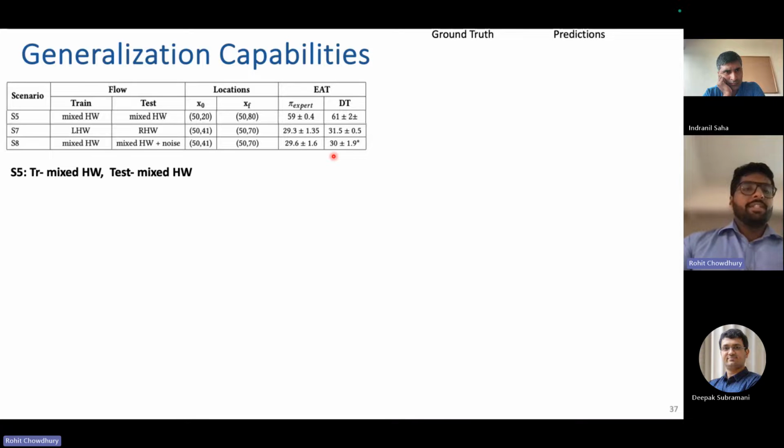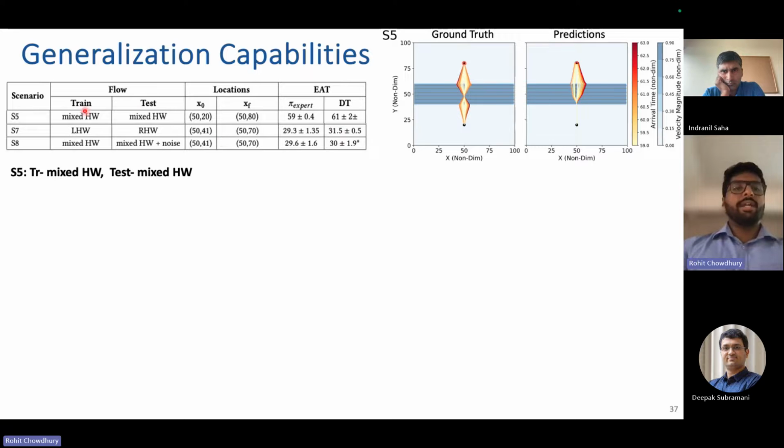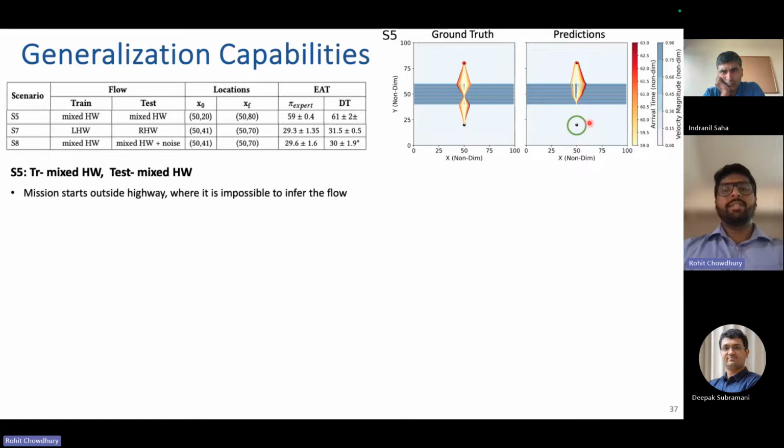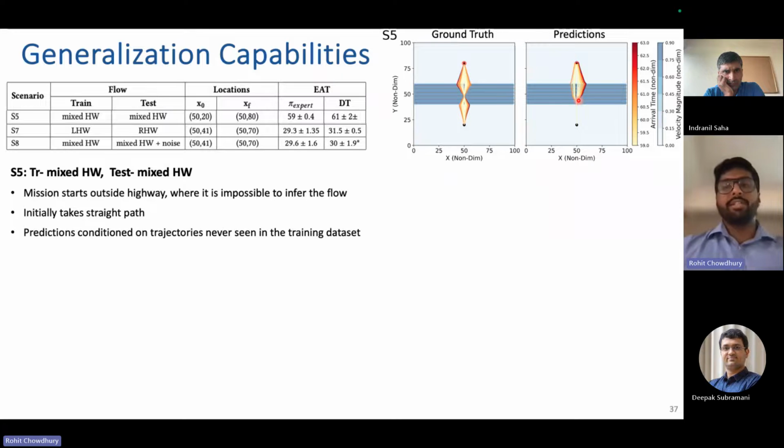Now to talk about some generalization capabilities. Here in scenario 5, once again, we trained and tested in the mixed highway setting. But the interesting thing is that now we start outside the flow. So the agent is initially present in this part where there is no flow, and hence there is no signal for the model to compute optimal actions because there is no velocity field. So initially the agent starts going upwards because that is the average of what it has seen in the training data set. And it will go upward until it hits this band of the flow, where it actually gets the velocity signal.